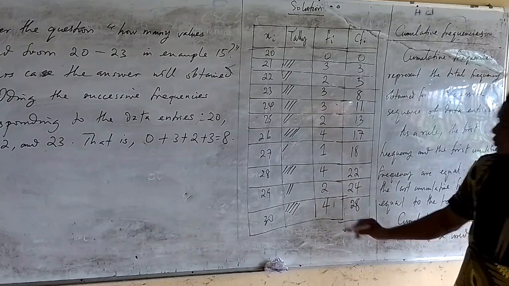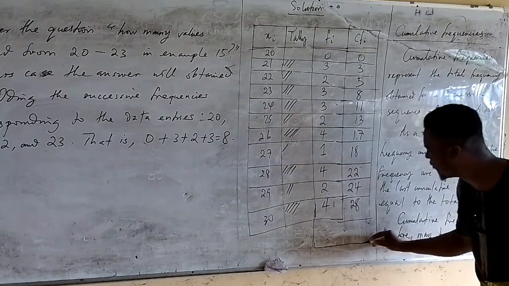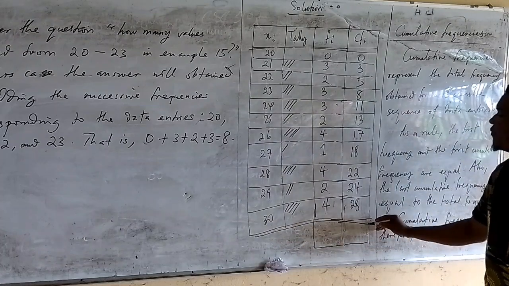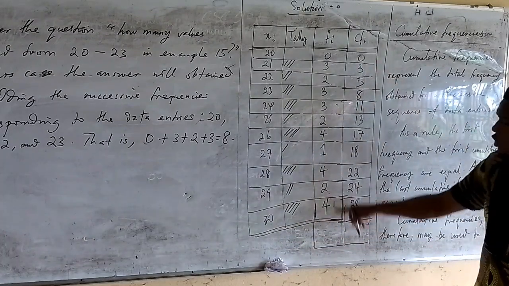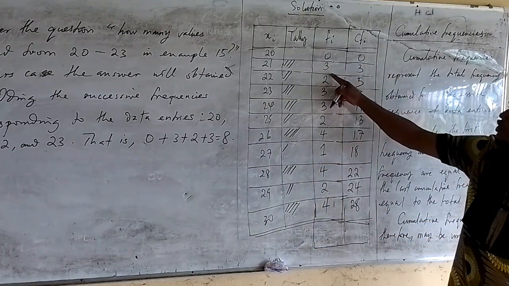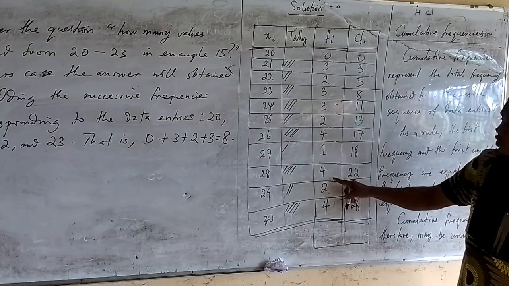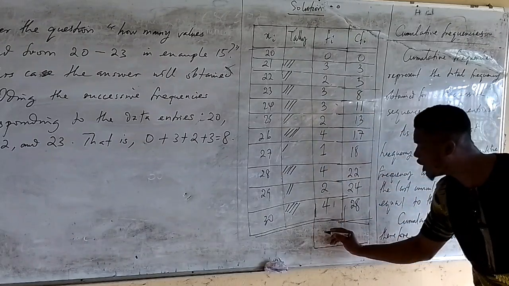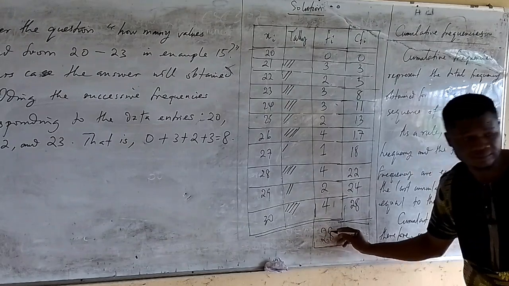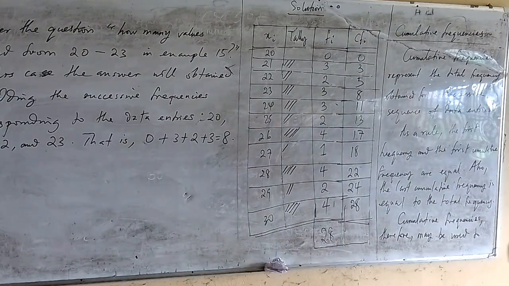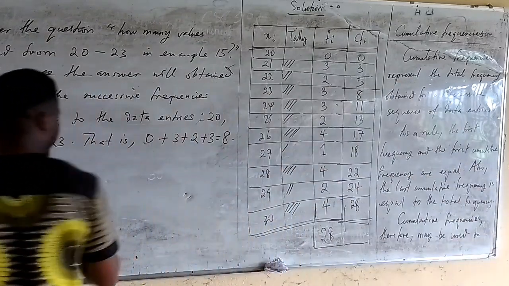Good. Now, we will soon be moving into something very concrete where you see the mathematics behind everything. If you add the total frequency now, 0 plus 3 plus 2 plus 3 plus 3 plus 2 plus 4 plus 1 plus 4 plus 2 plus 4, it will give you 28. Okay? And that brings me to the next thing I want to tell you here.